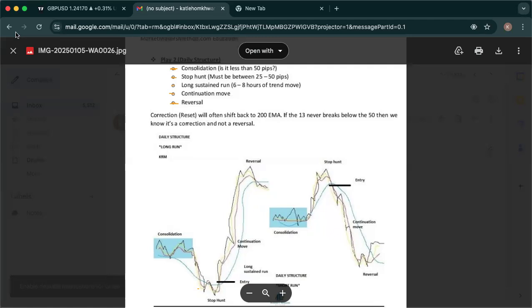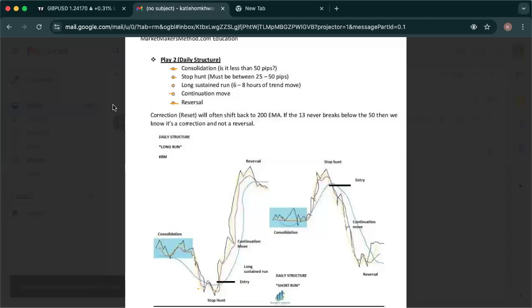Sure. Now, in terms of the moving average, so Bella, do the moving averages also play a part in this method? Yeah, moving average plays a big role as well in the method.